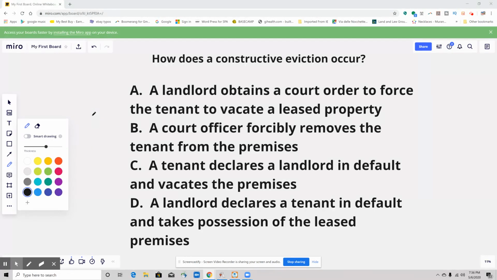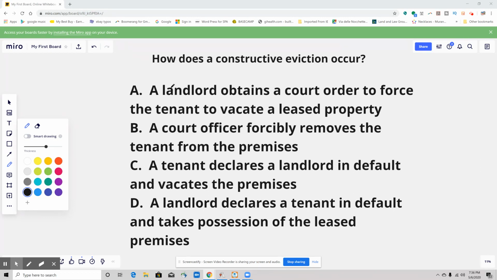Let's jump right into it. How does a constructive eviction occur? We're referring to leases, to a landlord-tenant relationship. So the question is, how does a constructive eviction occur? A. A landlord obtains a court order to force the tenant to vacate a leased property.